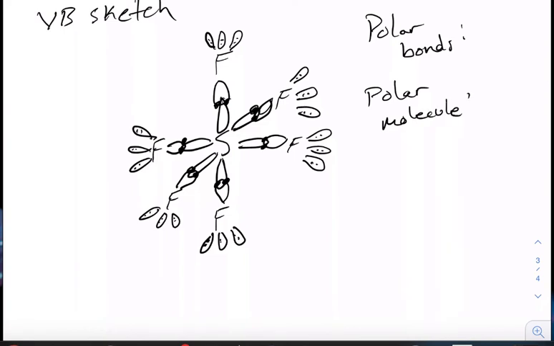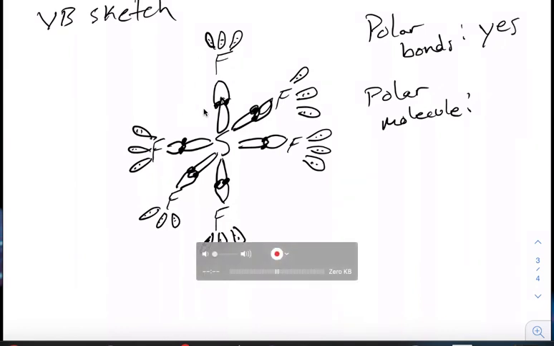So for the first part, polar bonds, we have sulfur bound to a bunch of fluorines. Fluorine is very electronegative, so yes, all of these bonds are quite polar. But if we look at the symmetry of our molecule, we have a fluorine to the left and a fluorine to the right, so the dipoles there are going to be opposite. We have a fluorine above and a fluorine down, so the dipoles there are opposite.